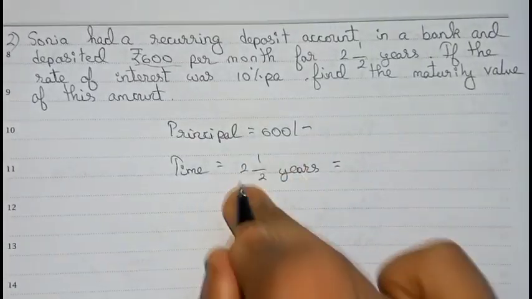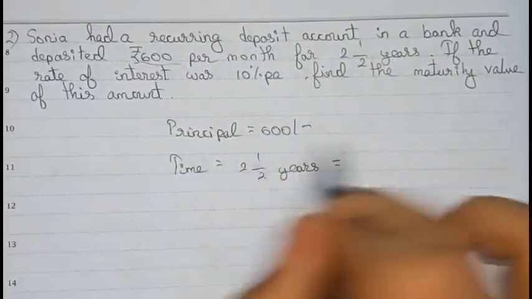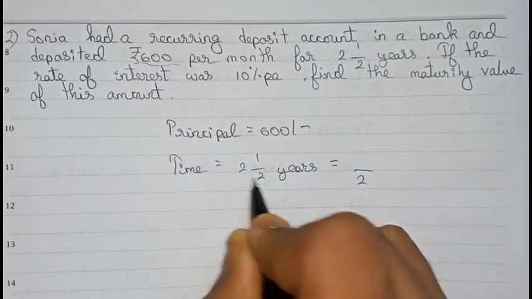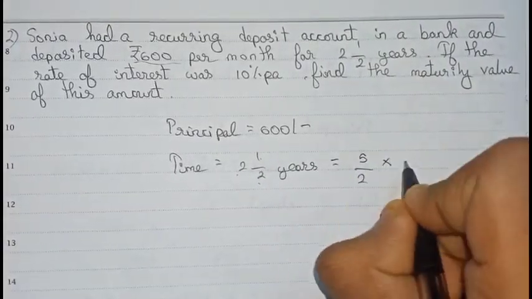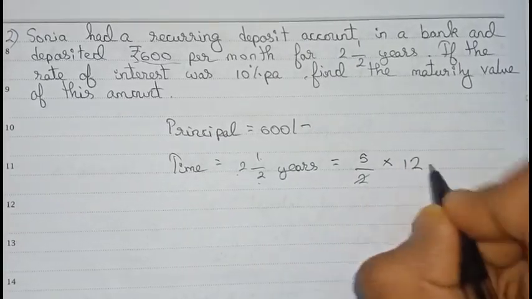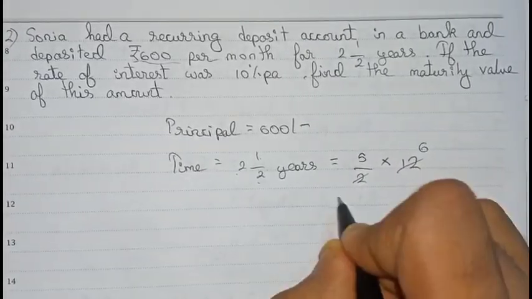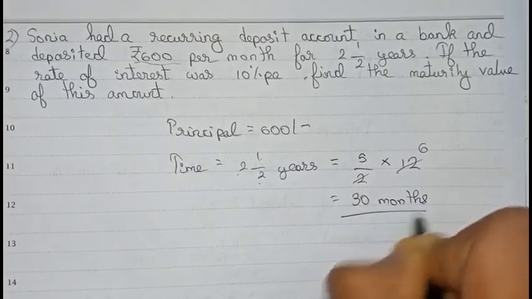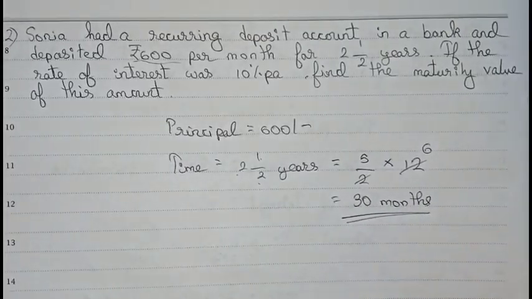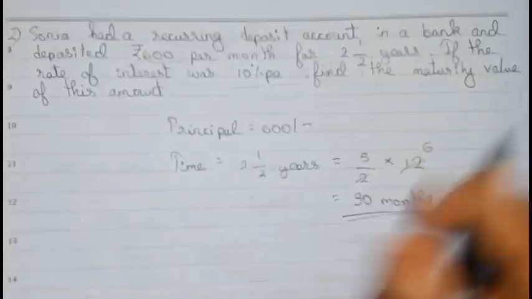This is converted into an improper fraction: 2 into 2 is 4 plus 1, 5 by 2. Multiplied by 12, we are converting into months. So we cut it, 5 into 6, 30 months. So time is our 30 months. Now rate of interest is given 10% per annum.